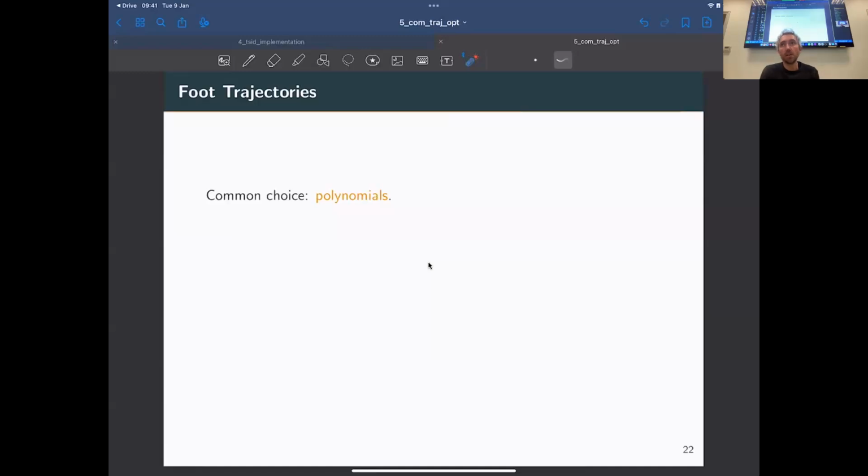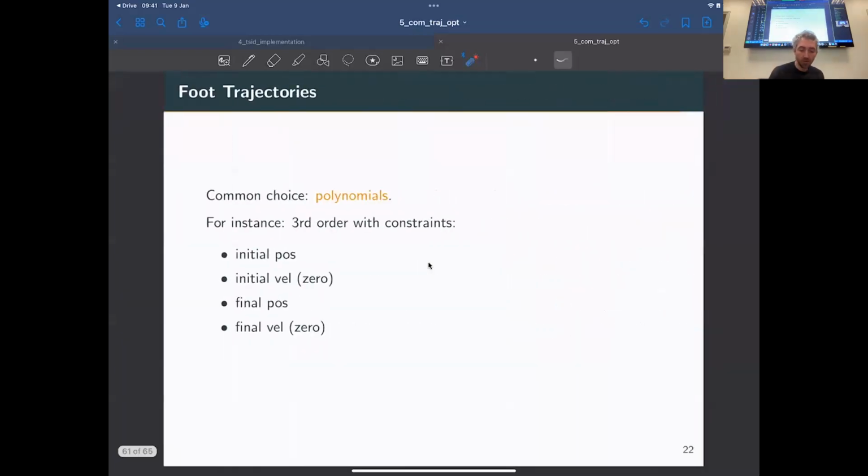Next thing, the trajectories for the feet. How do we compute them? Well, here we have infinitely many options. A very common choice is to use polynomials because they are very simple to work with. So what we want to make sure is that the trajectories that we compute match the initial position of the footstep, the initial velocity, which is 0 because the foot needs to start with a 0 velocity, the final position of the footstep, and the final velocity, which needs to be 0 as well. Otherwise, we're going to hit the ground, and that's not something we want to do.